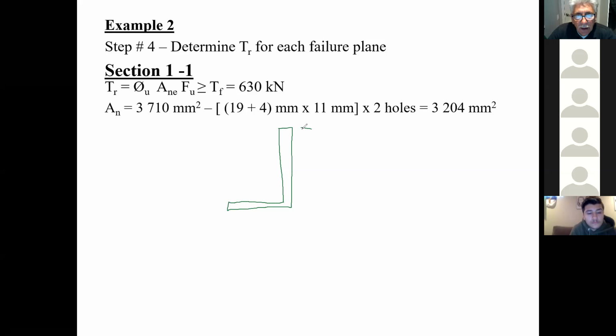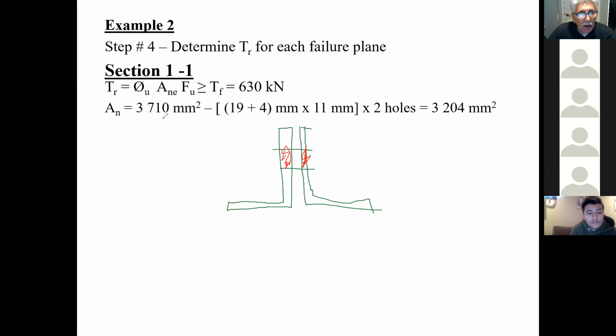And here is my angle. Everybody follows? I have two angles back to back, right? And basically, I'm putting a hole here in my angle. So in other words, what's happening is I'm removing this amount of material from my one angle, and I'm removing this amount of material from the other angle. So that's what I'm actually removing.